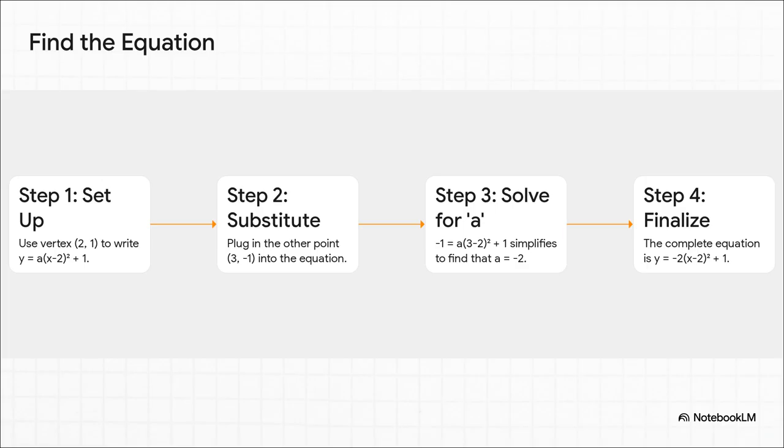Step 3. Now we just have to do a little bit of algebra. The equation simplifies and we solve it to find that a must be negative 2. And finally, step 4, we put our value for a back into the equation. And there it is. The final complete equation for that one specific parabola is y equals negative 2 times (x minus 2) squared plus 1.